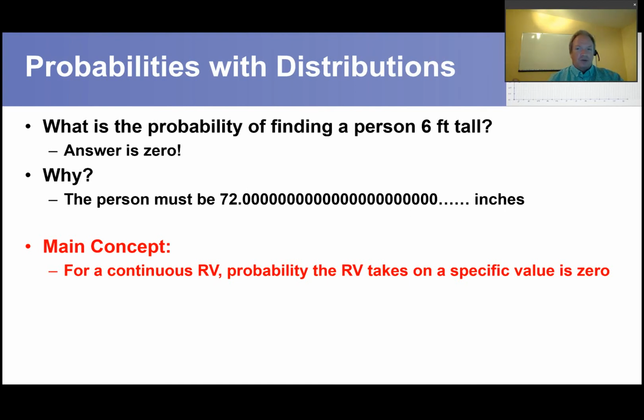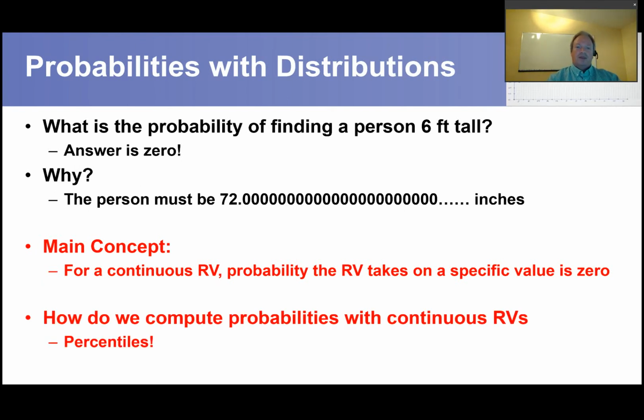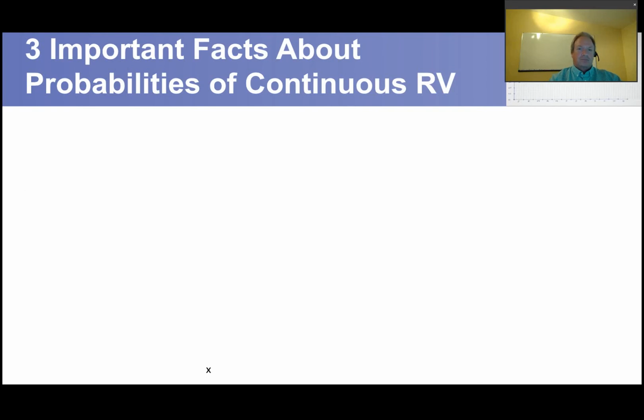So how do we compute probabilities when we have continuous random variables? And the answer is percentiles. Okay, so this next slide is really important. I want you to listen very carefully because there's three facts that we need to know to be able to work with distributions and compute percentiles from them.